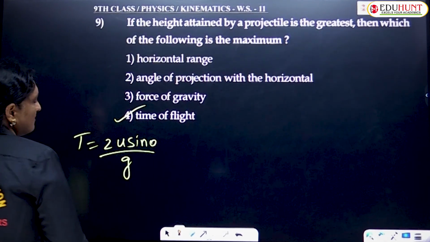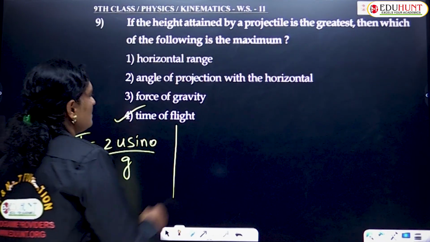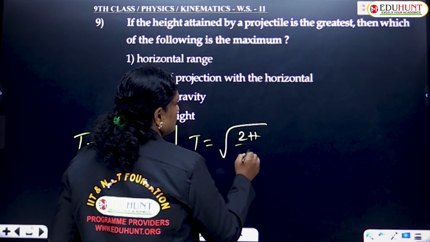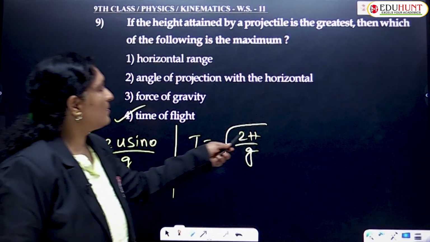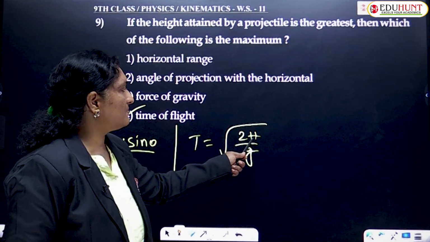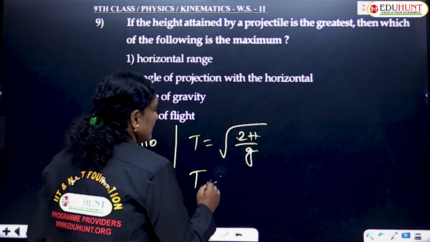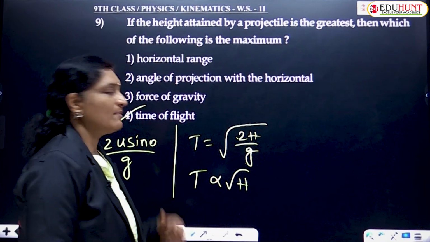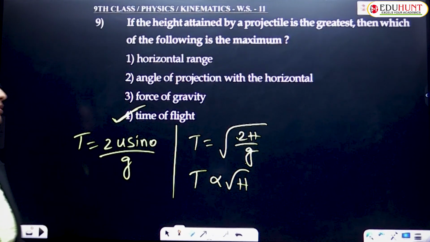We can't say anything from this. But for time of flight, I derived the equation T equals root over 2h by g. So the height attained by the projectile is maximum, H is maximum. 2 is constant, g is constant. So clearly T is proportional to root h. So h is maximum means time of flight must also be maximum. So the answer must be time of flight.